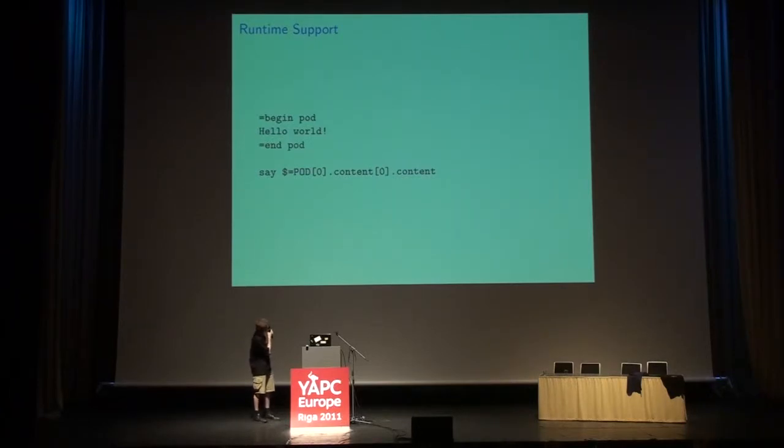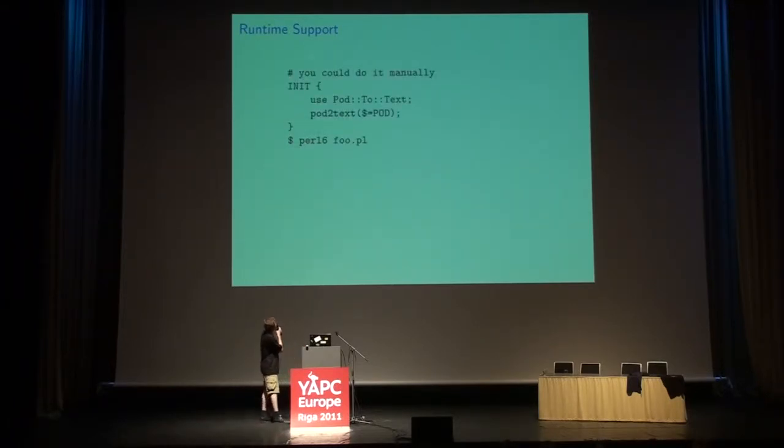This prints hello world as expected. Pod 0 is the first pod block that appears. Then content 0 is the first paragraph in this pod block, and content is the actual content, which is our hello world. So we can actually write something like this, write an INIT block, use an output producer and print whatever is produced by the output producer from the pod variable.